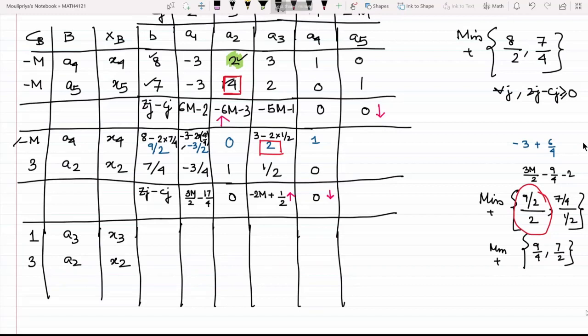So how do we recalculate the elements of the first row? We would divide every element by 2. So we have 9/4, minus 3/4, 0, 1. That's it. A4 being an artificial vector has already left the basis.